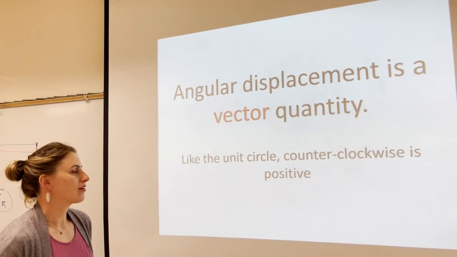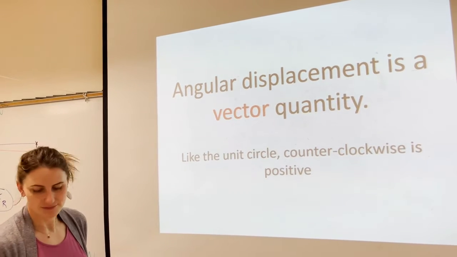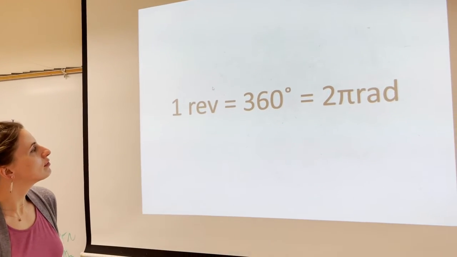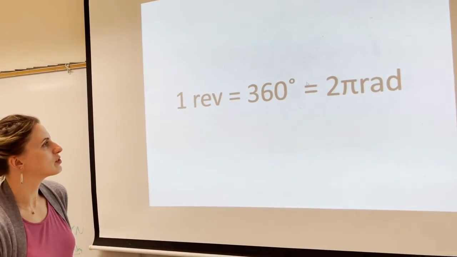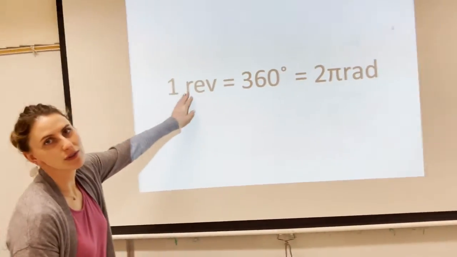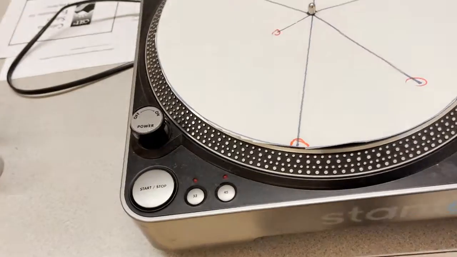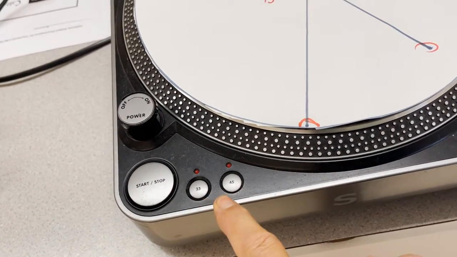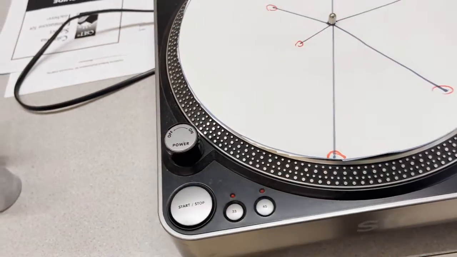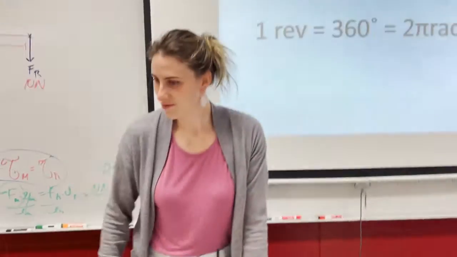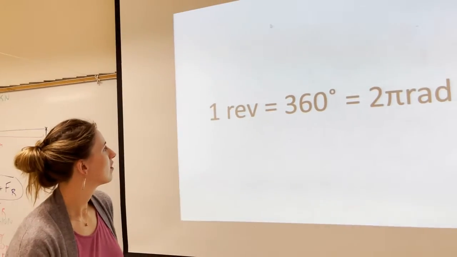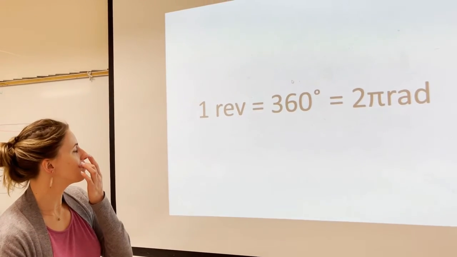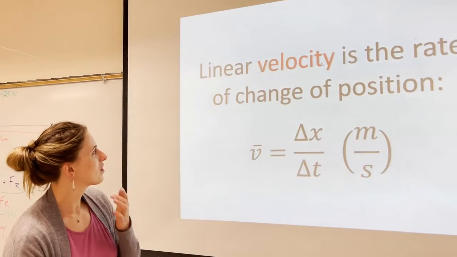Angular displacement is a vector quantity. Like the unit circle, counterclockwise is positive. One revolution equals 360 degrees, which equals 2 pi radians. An interesting thing about this turntable, this is 33 revolutions per minute. This is 45 revolutions per minute. So you could convert those into radians per minute or degrees per minute, and that would be an angular velocity. Well, we're not there yet, sorry.